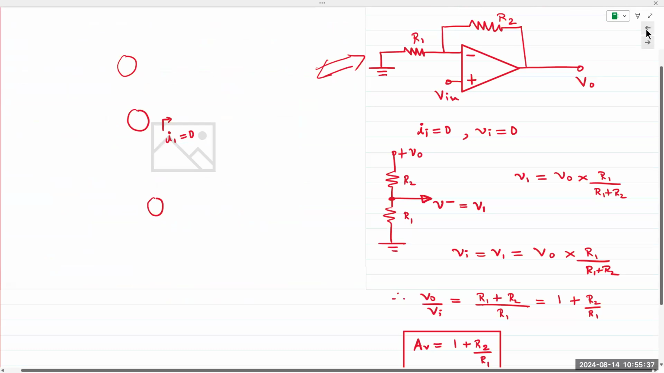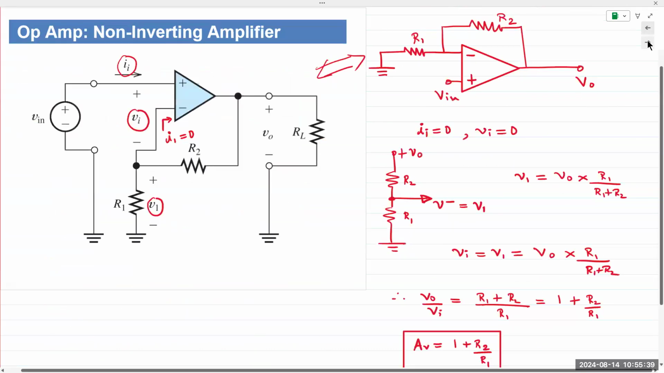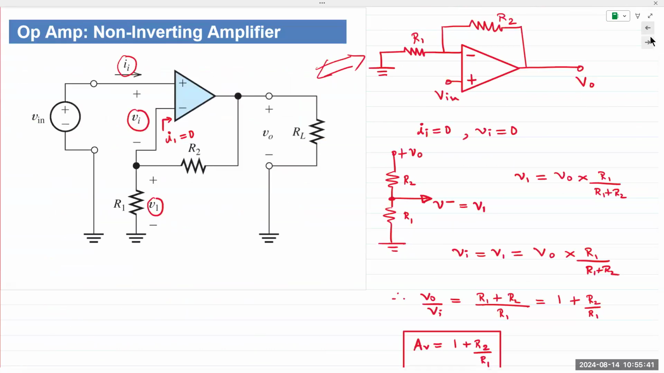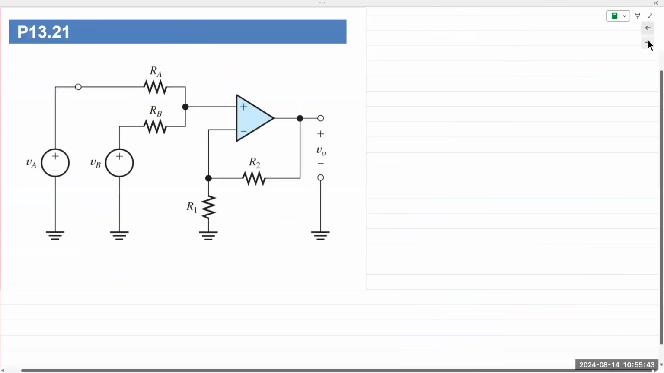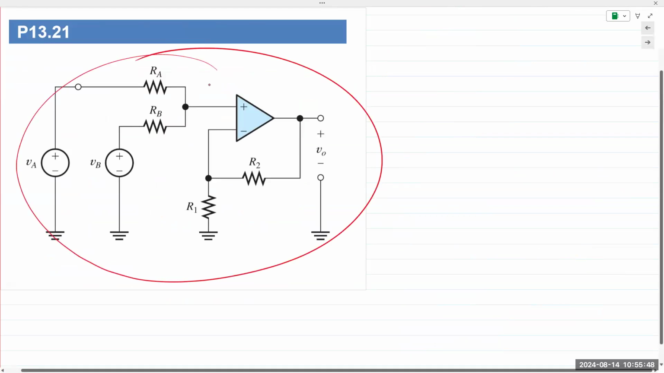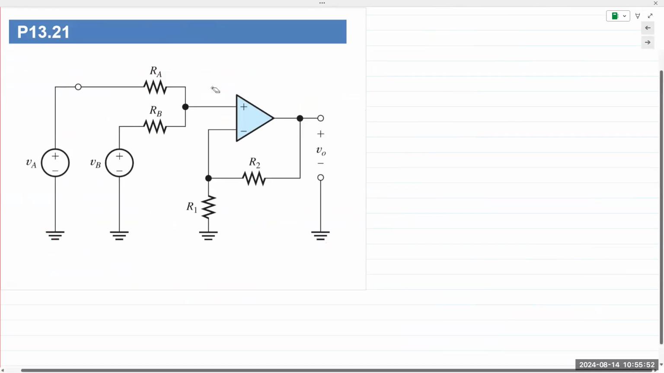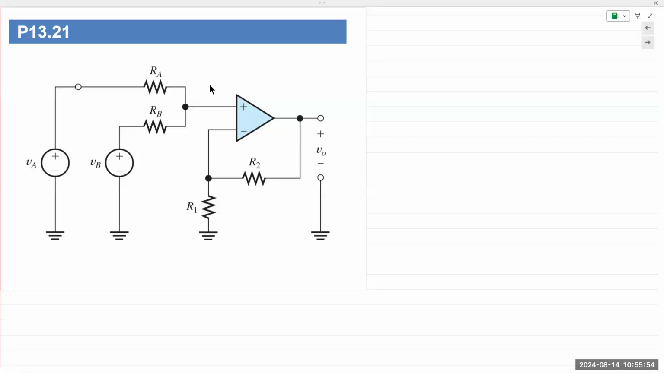So we did the non-inverting amplifier at the end of last class, and we derived an expression for the gain of a non-inverting amplifier. This is problem 13.21 in the homework. So I just want to give students the steps of how to analyze the circuit, and then we'll take a break.